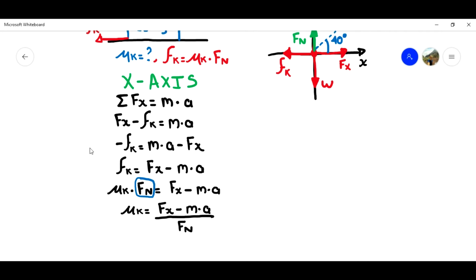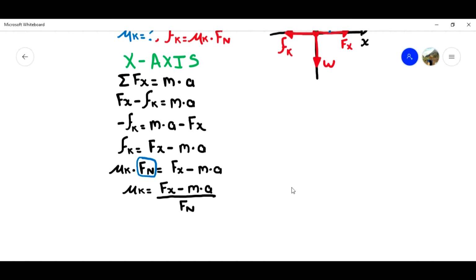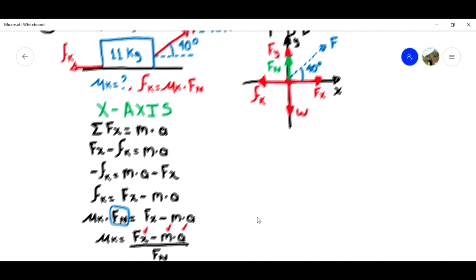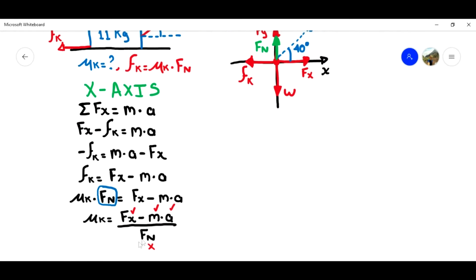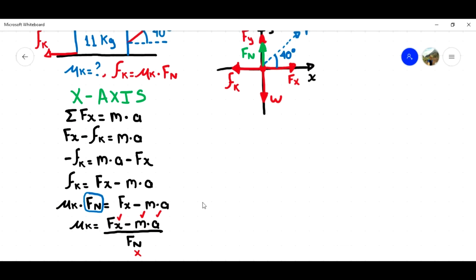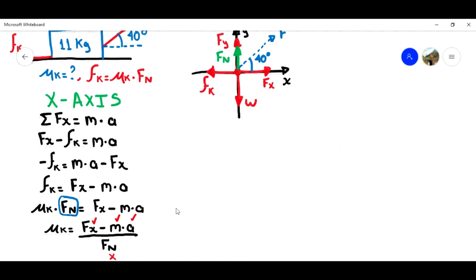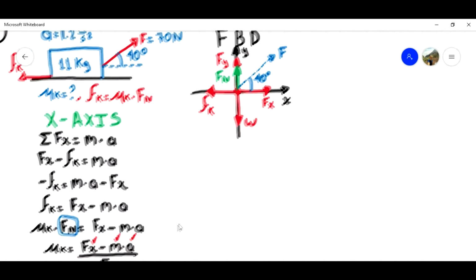Now, can I solve this equation? Well, I know the value of Fx. Well, I don't know it yet, but I can find it. I have the mass of the block, I got the acceleration, but I don't know the normal force. So in order to know the normal force, I need to make the analysis in the other axis. In this case is the y-axis.